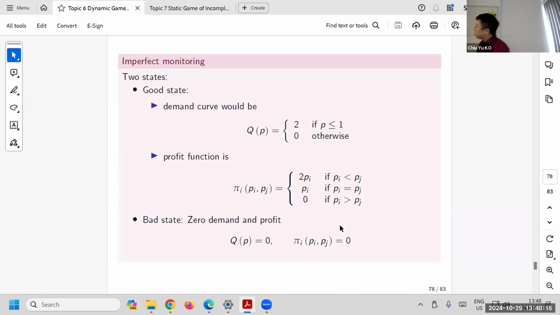So you can see the only complication is like this. You can't really distinguish whether it's a bad state of the world or you're being cheated. You can't observe the state, but in the bad state of the world, you get 0 profit. If you and I collude at a certain price, we agree on a price and charge the same price, we earn some profit. But if I don't earn a profit, it can be due to the fact that you cut the price or the state of the world is bad. So that is the only complication.